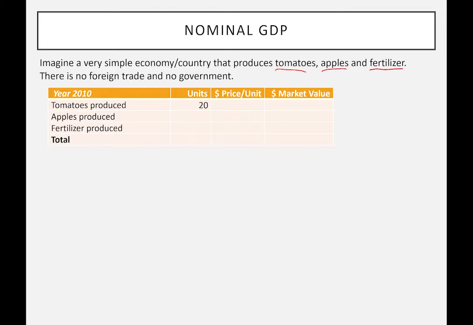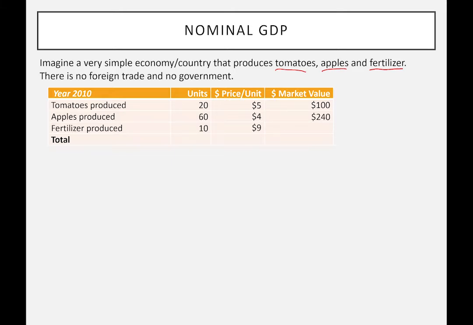A household goes and buys those tomatoes, and the market price is $5. So the market value of tomatoes is going to be $100. In the case of the apples, let's say they produce 60 kilograms of apples. Some household, family, somebody in the market pays $4. $240. And the economy produces fertilizer. Let's say there's 10 kilograms of fertilizer. It's sold for $9 each.